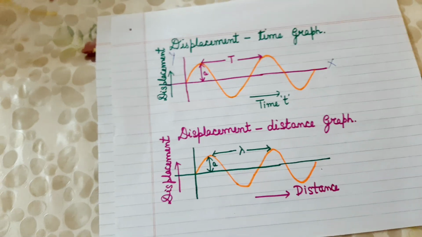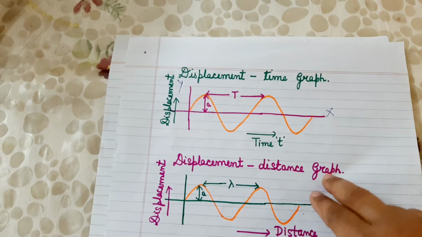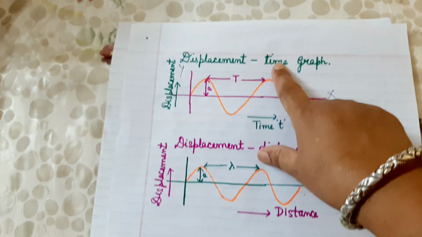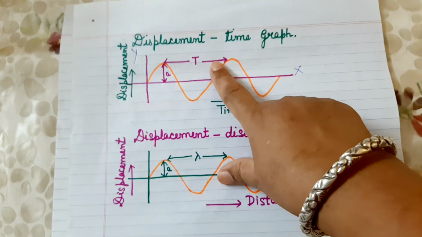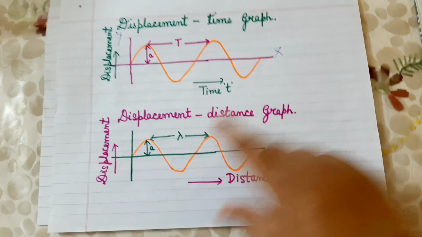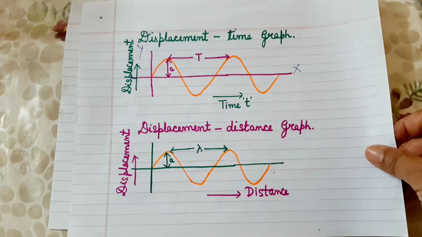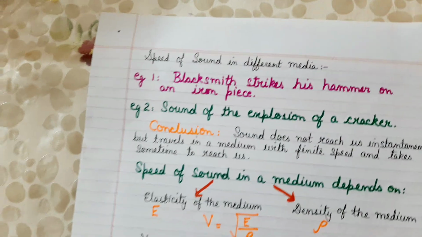So the question can be asked: plot the graph or represent the graph. Or a question could be asked: using the displacement time graph, what can you find out? So you will say you can find out amplitude and time period. And using the displacement distance graph, you can find out the amplitude and the wavelength. So please, I want you to practice this graph very, very carefully. Now we go to the next topic, children.